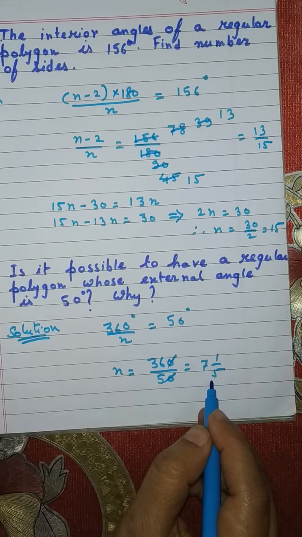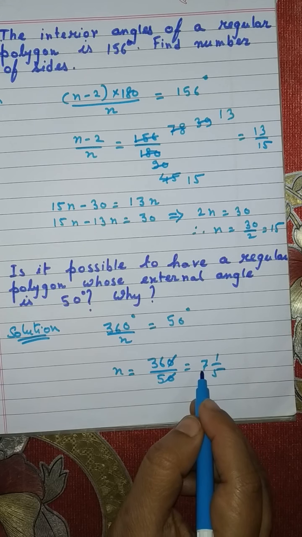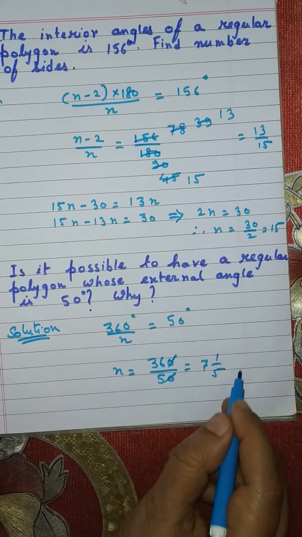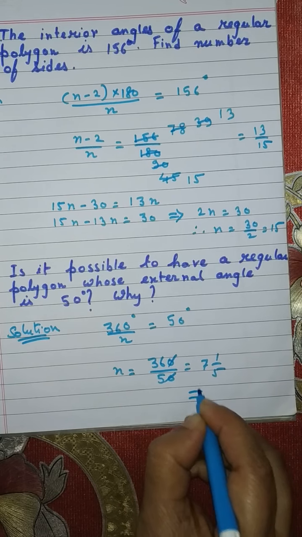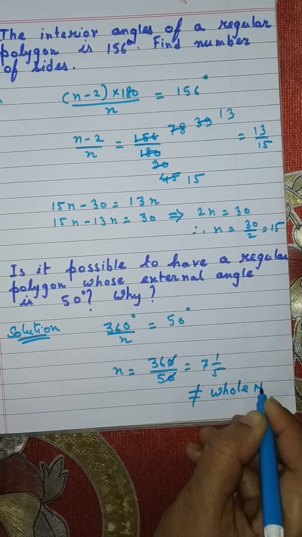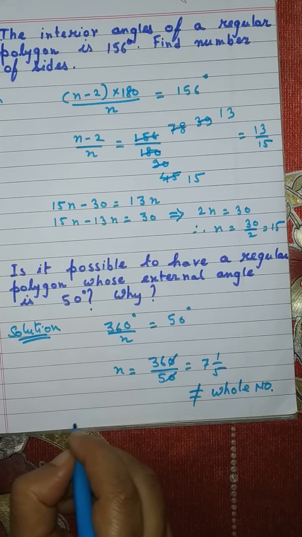Now, is it possible to have a polygon whose number of sides is 7 complete 1 by 5? इस तरह क्या possible है? 7 sided figure possible है, 8 sided figure possible है. Since the number of sides is not a whole number, this type of figure is not possible. So answer is no, it is not possible.